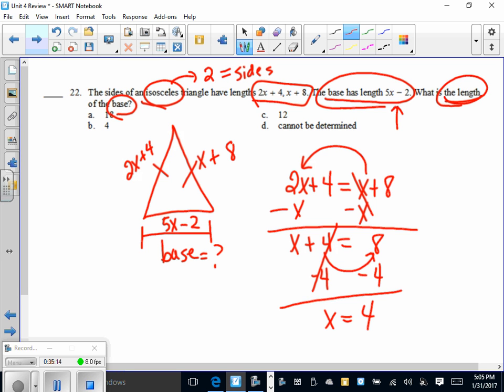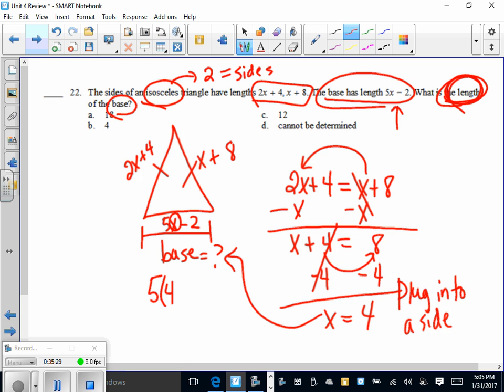It wants to know what is the length, so we plug into the side, in this case the base, so 5 times x, which is 4, minus 2, so I have 20 minus 2, which is 18. So the correct answer is A, 18.